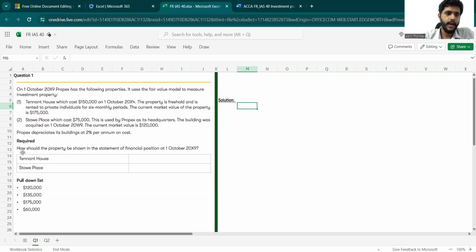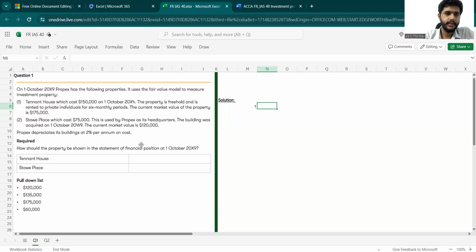What is the requirement? How should the property be shown in the statement of financial position at 1st October 20X9? So 1st October 20X9 will be the year-end date. So we need to give them the answer on how we can value the asset in the balance sheet, that is the financial position. Let's take the first solution.